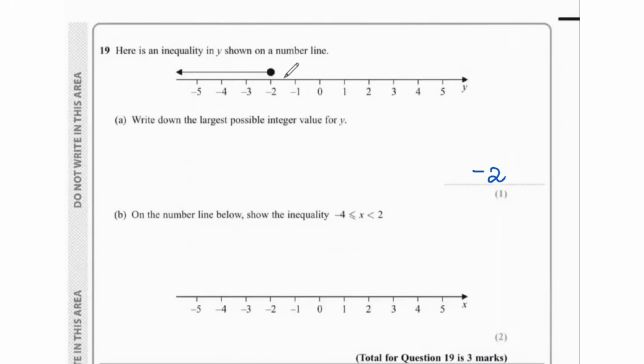So the shading of the circle is very important. If it's shaded, that means the value is included. If it's unshaded, the value is not included. Then it says on the number line below, show the inequality x is less than 2, but greater than or equal to -4. So we draw a circle at -4 and we shade it because that's included in the range. And then we draw a circle at 2 and we leave it unshaded. Then we just connect the two circles with a straight line, and that shows us the inequality on the number line. So make sure to shade the circles correctly based on the given inequalities.